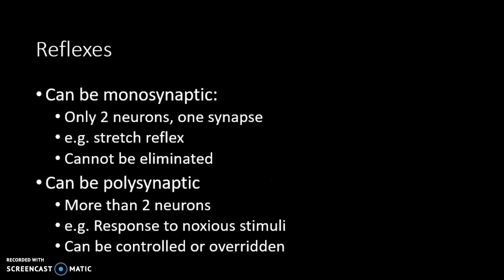So they can also be monosynaptic or polysynaptic. When we're talking about monosynaptic, it's communication between only two neurons, so there's one synapse, and it cannot be eliminated. So we have basically a sensory neuron that communicates with a motor neuron and tells the muscle to contract. Then we have polysynaptic, which would be more than two neurons, so it would be like a response to a noxious stimulus, which can be controlled or overridden.